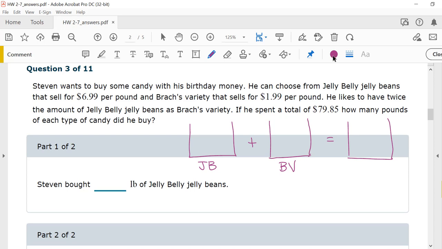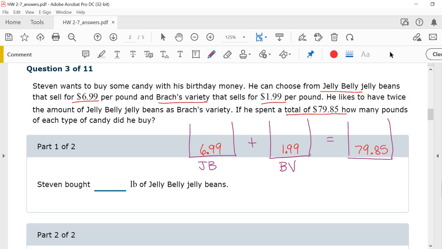Okay, let's go do the money first, because that's usually easiest. Jelly Belly is $6.99 per pound. Brock's Variety is $1.99 per pound. So this is going to be $6.99 per pound. This is $1.99 per pound. And a total cost of $79.85.